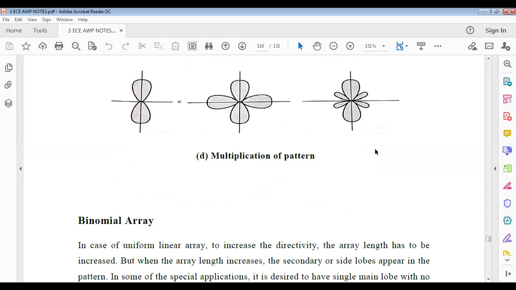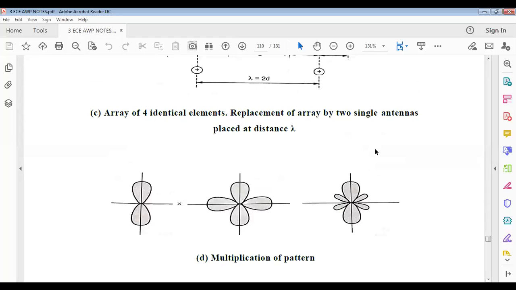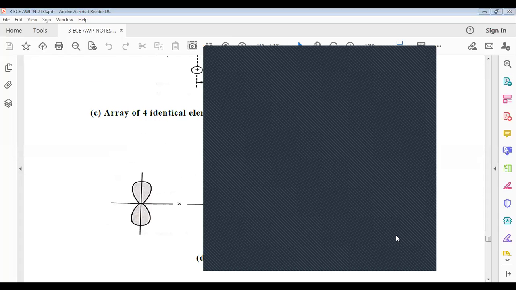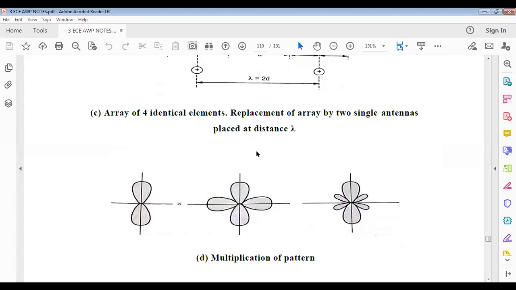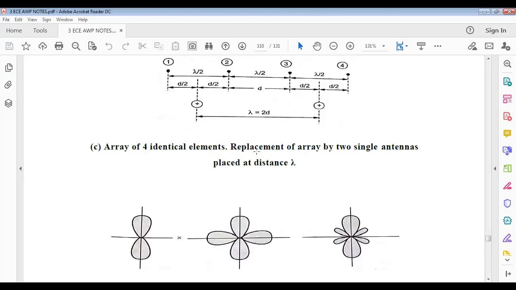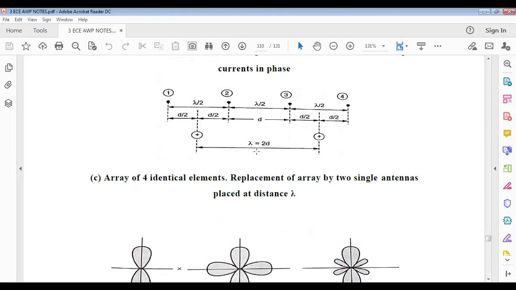Now see here, this is the resultant radiation pattern of a 4-element array. I will share that video, don't worry. Similarly, the same concept is applicable to 8 elements also, an 8-element array. This is the 4-element array, and the same concept is applicable to 8 elements also.